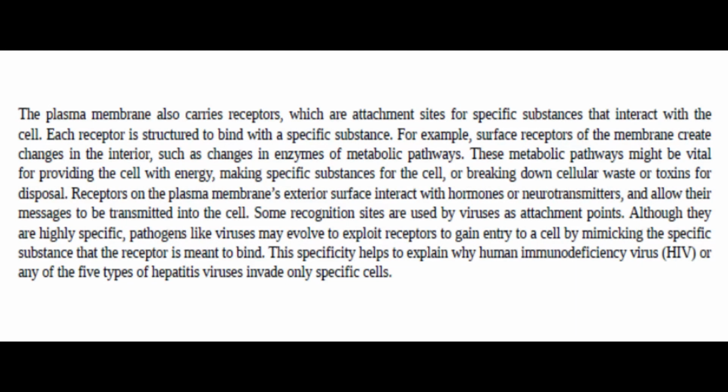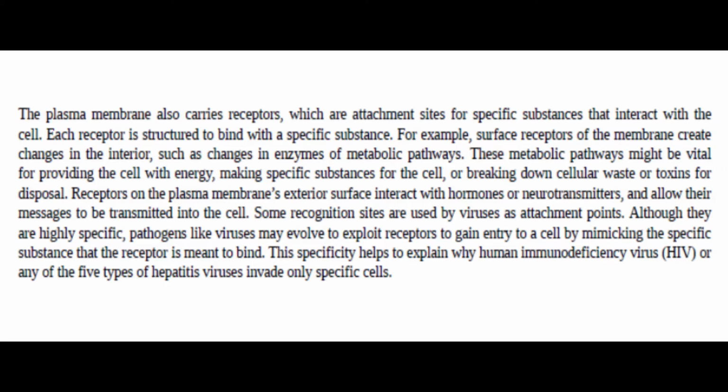The plasma membrane also carries receptors, which are attachment sites for specific substances that interact with the cell. Each receptor is structured to bind with a specific substance. For example, surface receptors of the membrane create changes in the interior, such as changes in enzymes of metabolic pathways. These metabolic pathways might be vital for providing the cell with energy, making specific substances for the cell, or breaking down cellular waste or toxins for disposal.